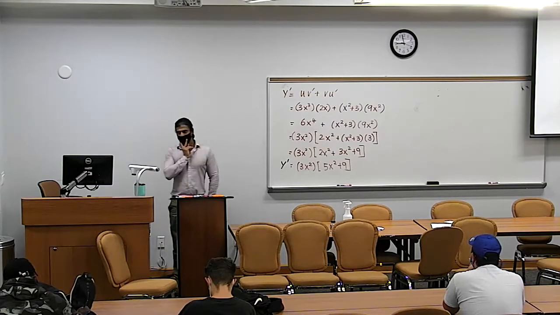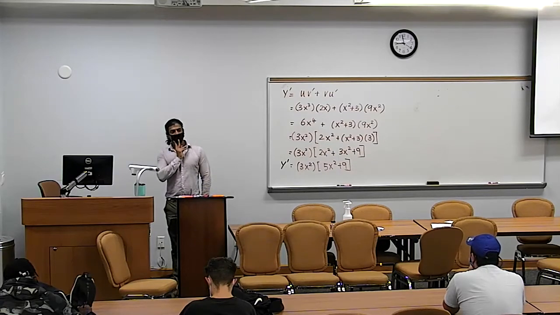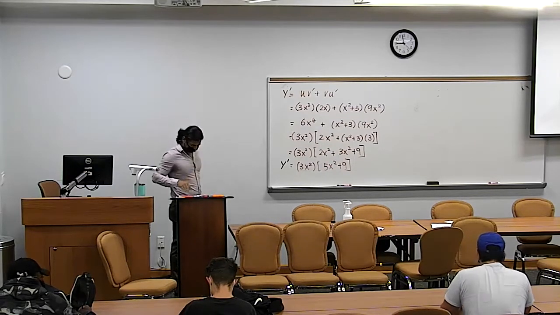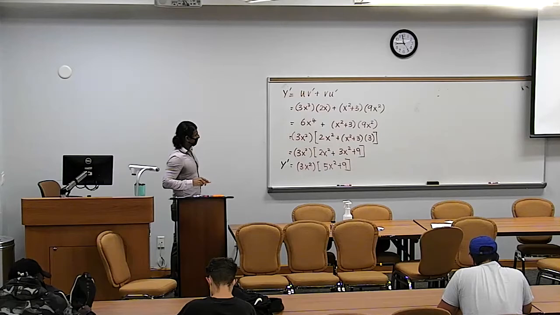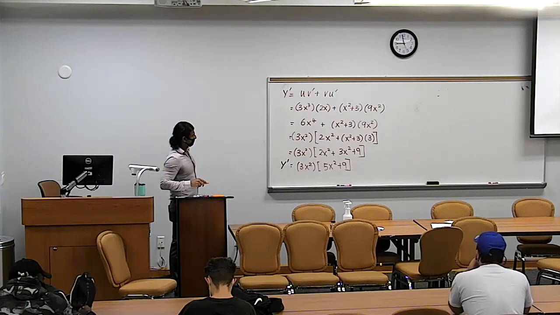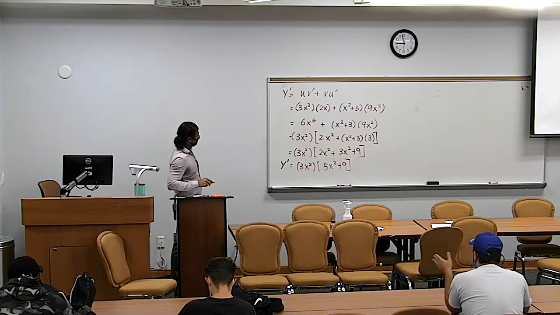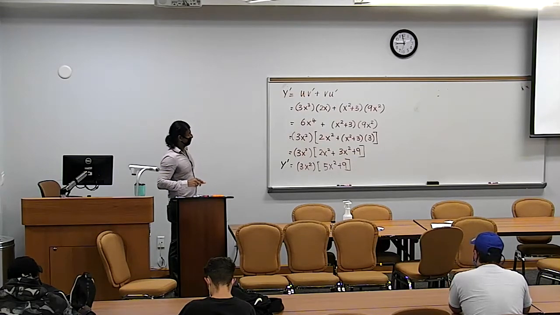Do we have it? What do we have? I got 6x times 10x squared plus 9. 6x on the outside, and then in parentheses 10x squared plus 9. I see.